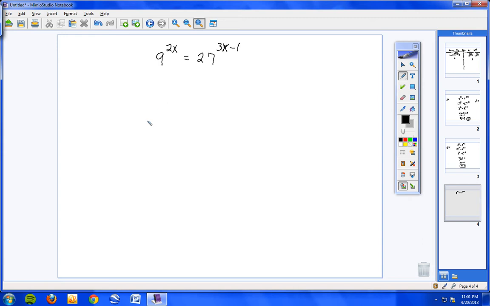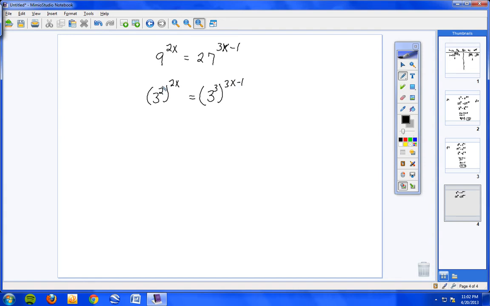So step 1 says to write both sides with the same base. So for 9, I'm going to write 3 squared, because 3 times 3 is 9. Bring down your 2x. And then for 27, think about it. 3 times 3 times 3 is 27. So 3 to the third power is 27. Bring down your 3x minus 1.